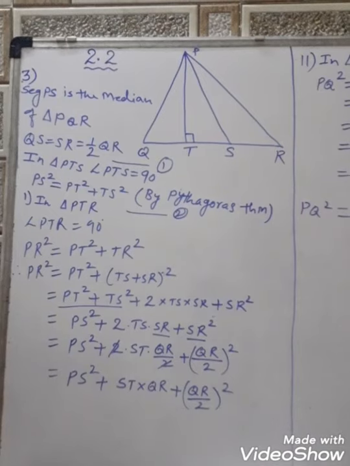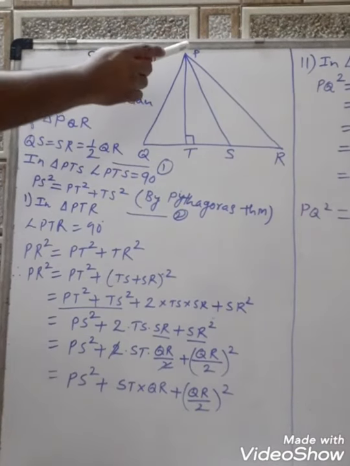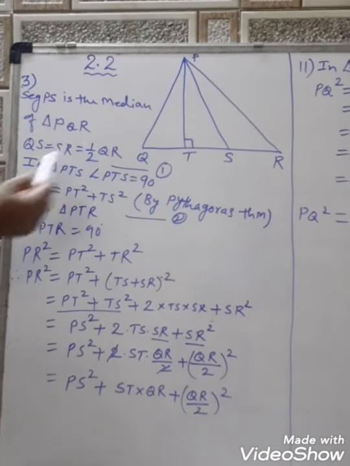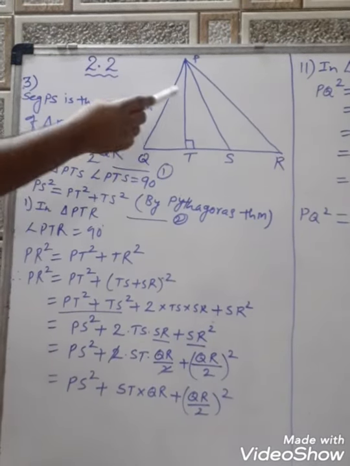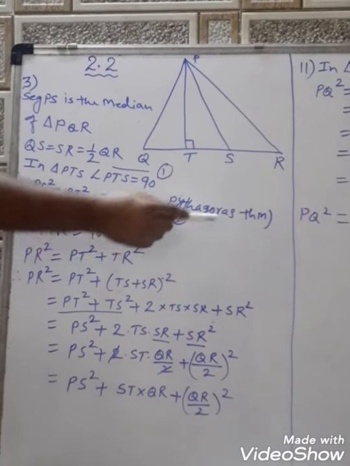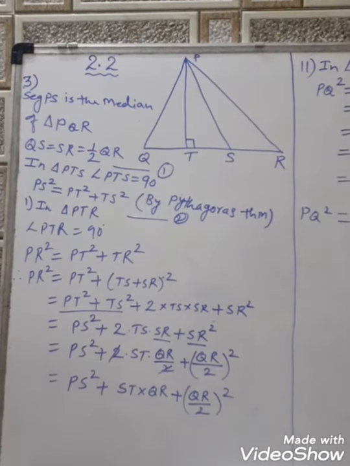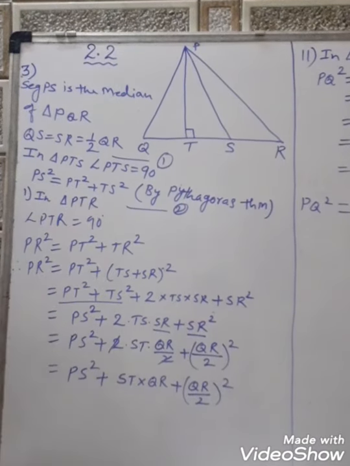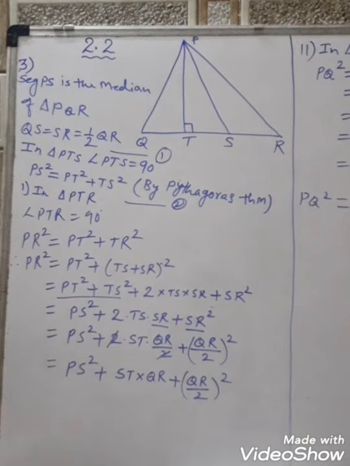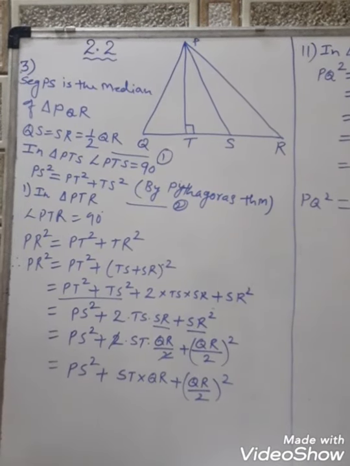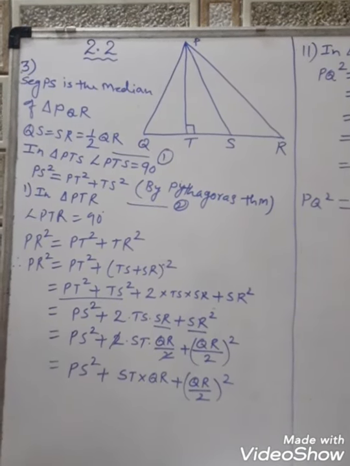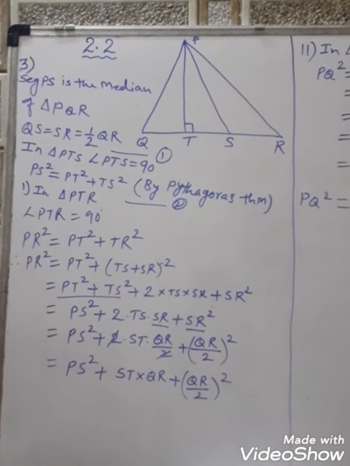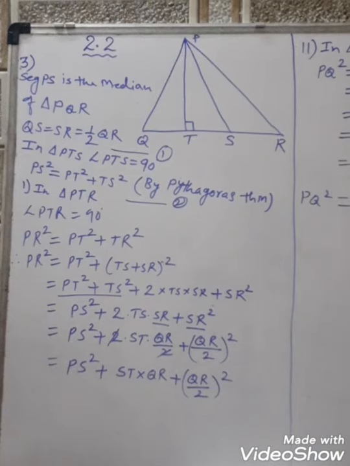Now in triangle PTS, T is 90. So PS square equals PT square plus TS square by Pythagoras theorem. That is the second part. Now you have to prove the first part, that is PR square equals PS square plus QR into ST plus half of the QR whole square.